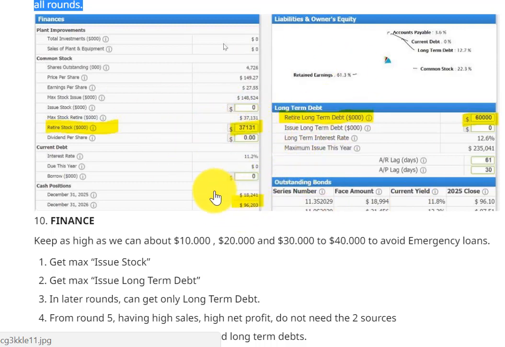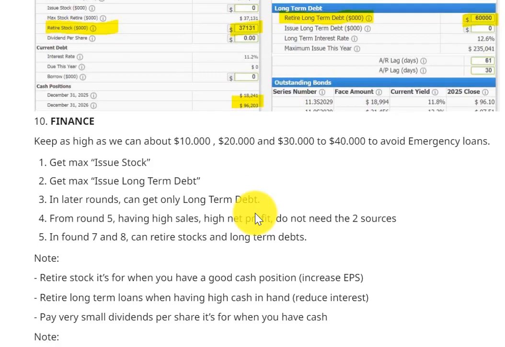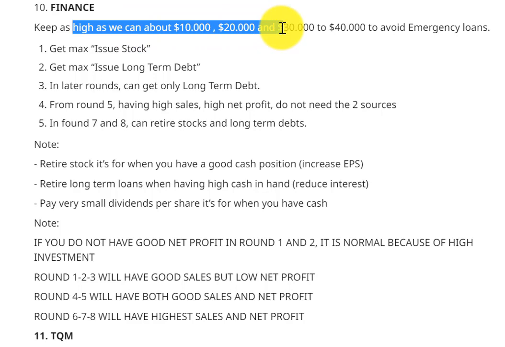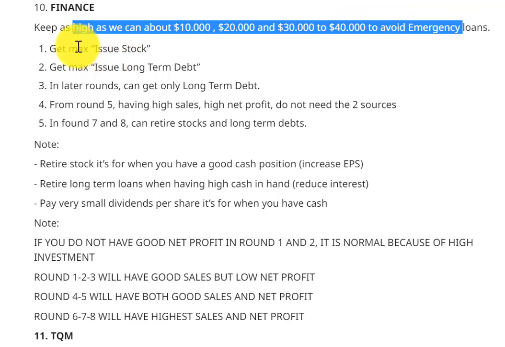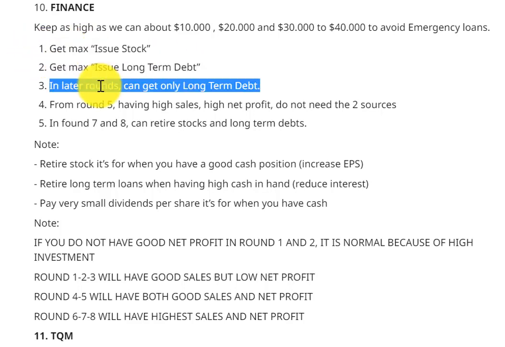We get a lot of money, so we can retire the stock and retire the long term debt and still keep nearly 96 million cash in hand. That's for finance, right? We keep cash as high as we can, about 10 or 20 or 30 million from round 1, to avoid the emergency loan. So we max issue the stock and max long term debt in early rounds, maybe from round 1 to round 4. We need both sources of investment. In later rounds, we can get long term debt in round 4 or 5.